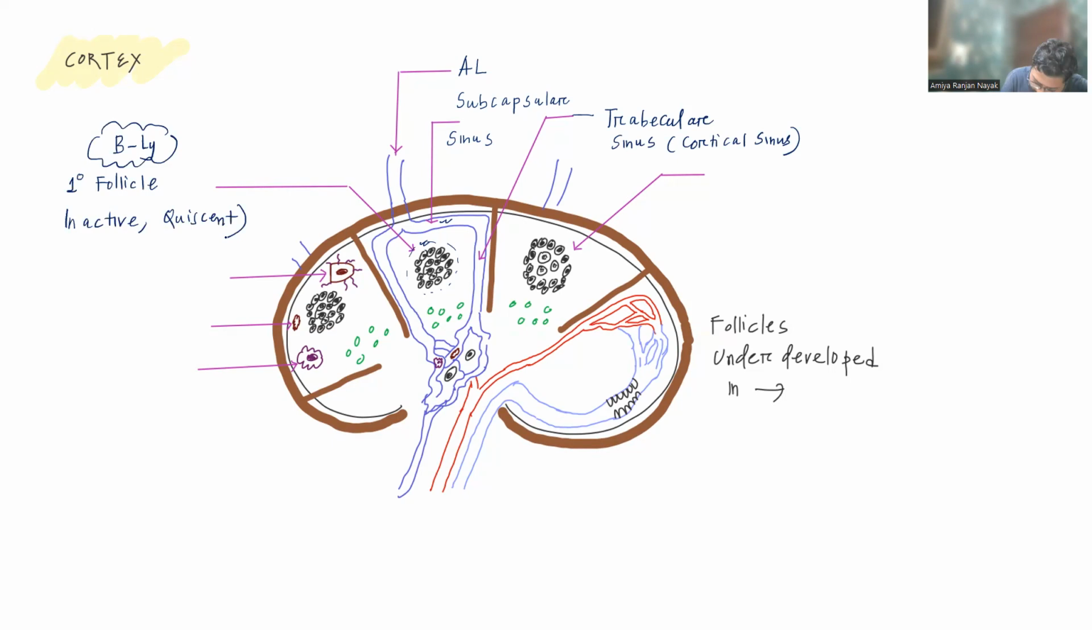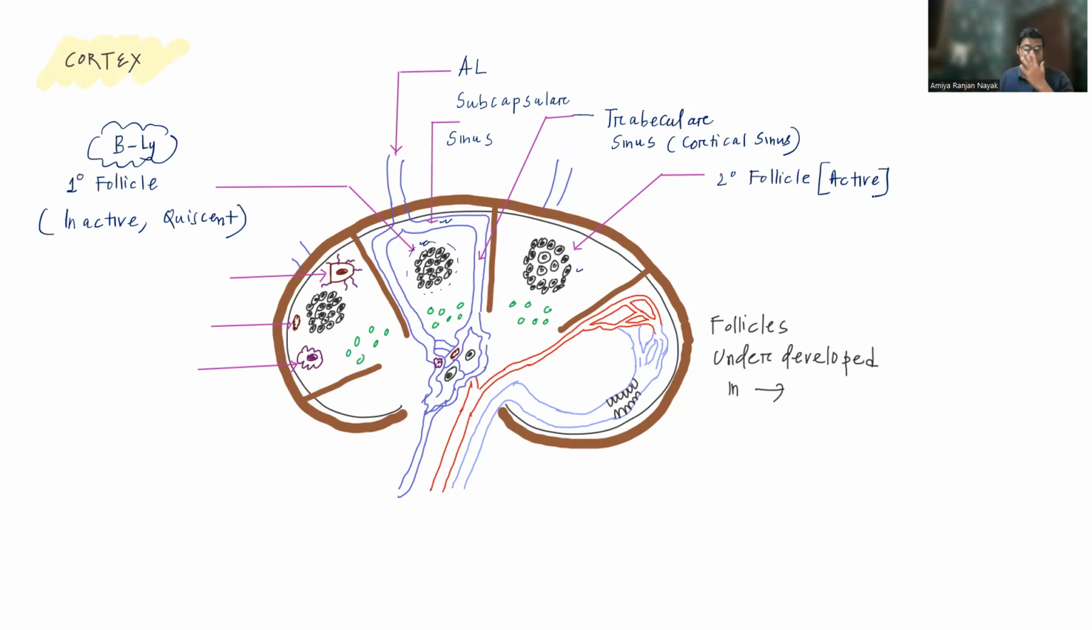Inactive follicles are known as the primary follicles, and they are darker compared to the secondary follicle. So this is the secondary follicle, which is the active follicle. Inactive follicles are not in contact with or exposed to any antigens, so these are quiescent follicles. Secondary follicles are formed after exposure to antigens.